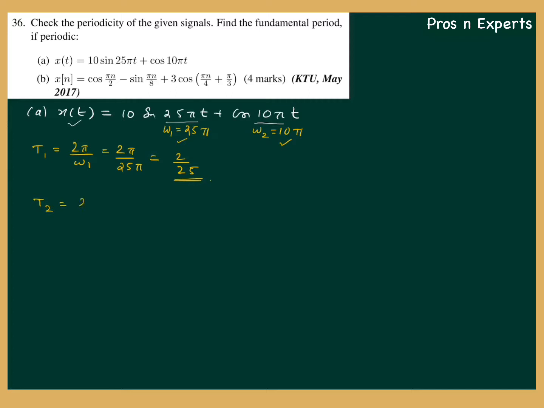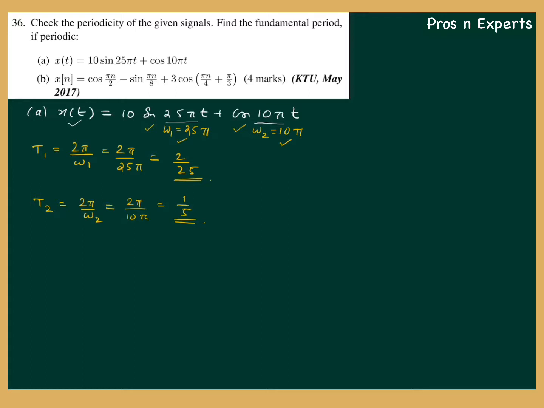Then if omega 2 is 10 pi, what is T2? T2 equals 2 pi by omega 2. T2 is the time period of this cos 10 pi t alone, and T1 is the time period of this sine signal alone. So T2 equals 2 pi by 10 pi, which is 1 by 5. Now we have T1 and T2.